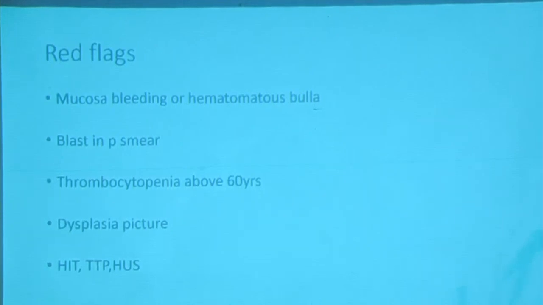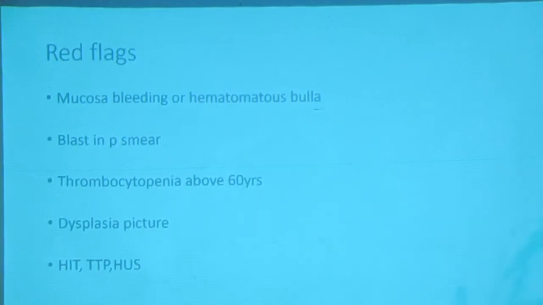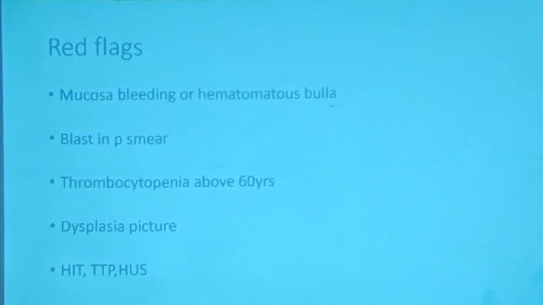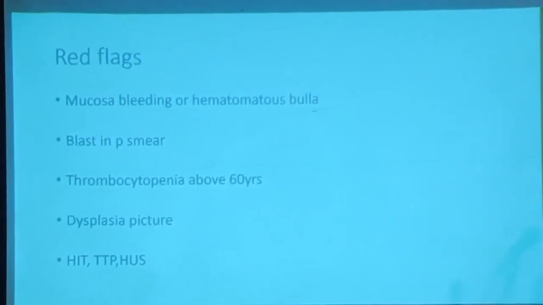And on peripheral smear, if you are seeing dysplastic cells, associated features which we have discussed now, fragmented cells, hypersegmented neutrophils, it's very easy to treat. You give vitamin B12, you give transfusion. You give platelets, not WBC. You give platelets, you give transfusion. We might be able to save that patient.